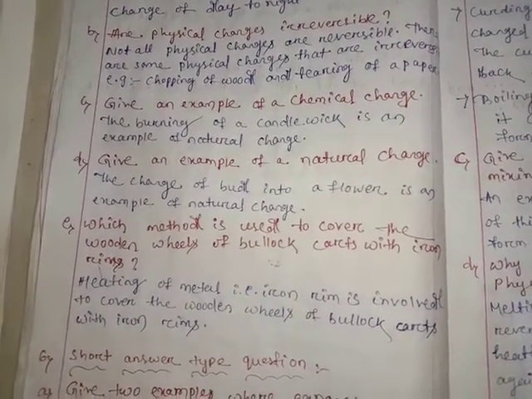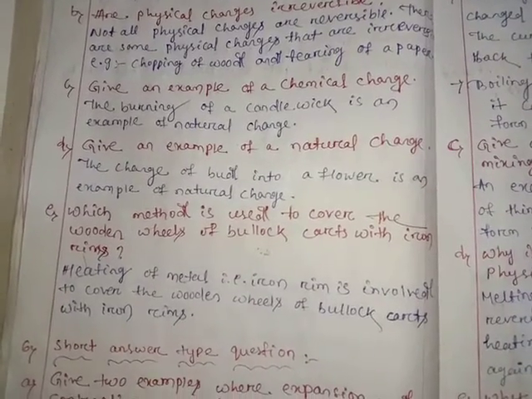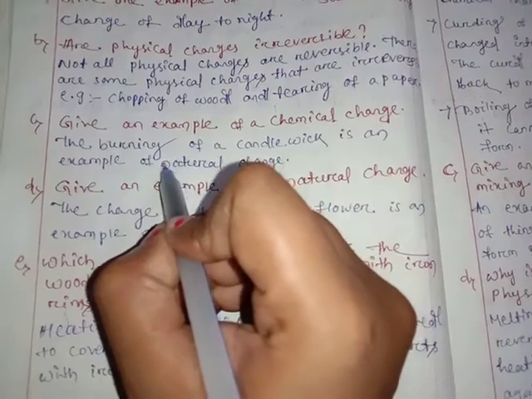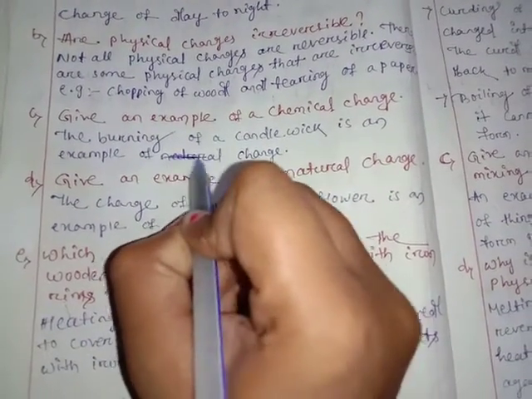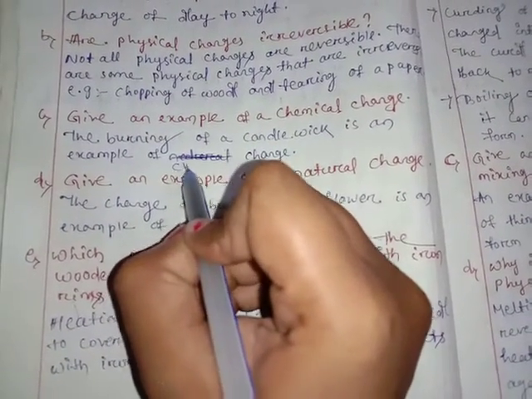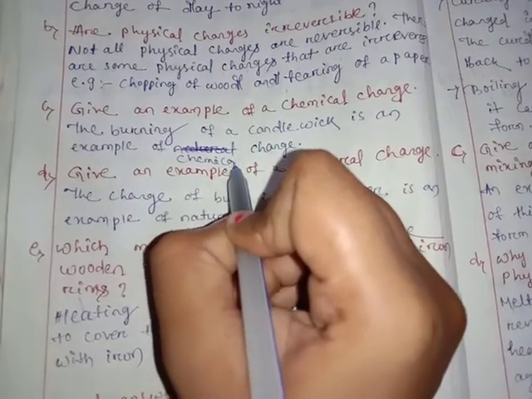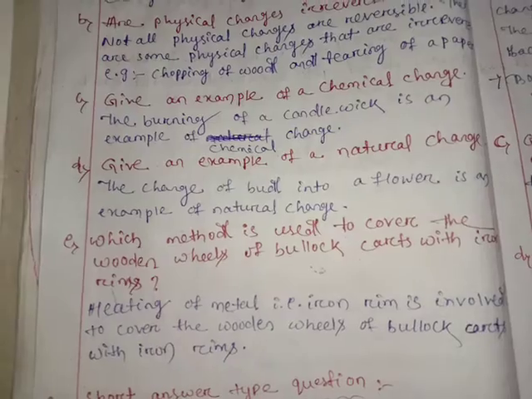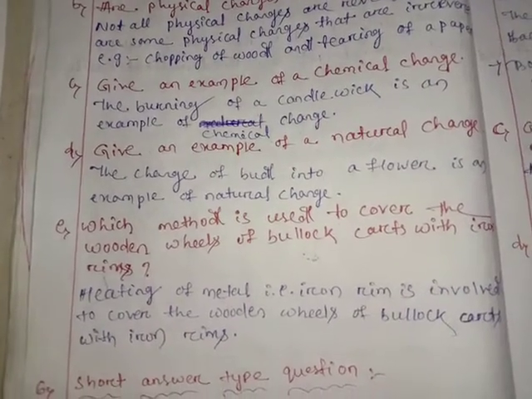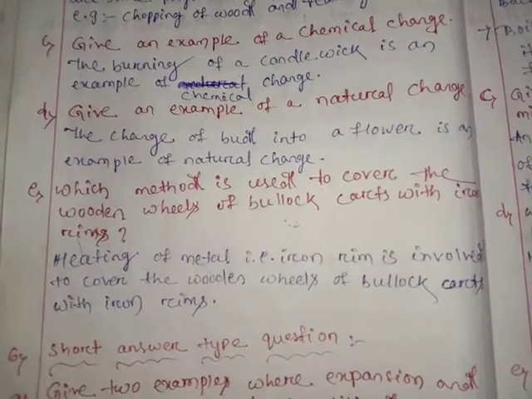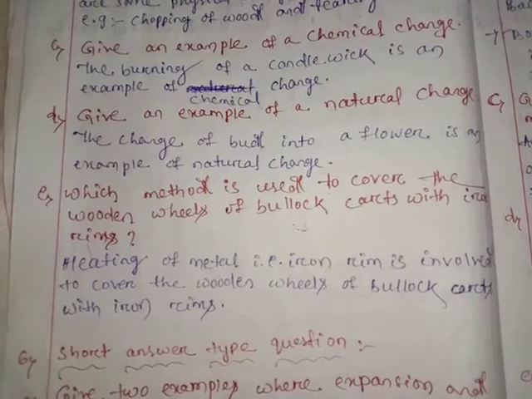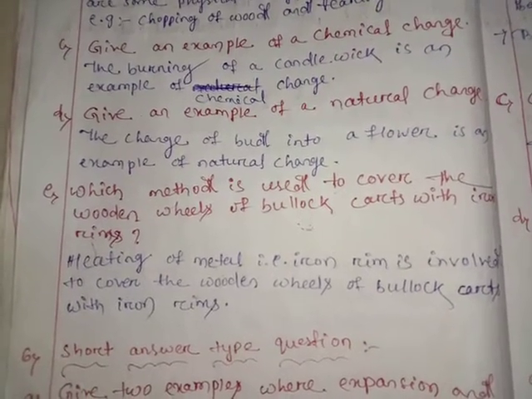ये हो जाएगा आपका केमिकल चेंज। गलती से यहाँ पर नेचुरल हो गया है। ये हो जाएगा आपका chemical change. The burning of a candle wick is an example of chemical change. Give an example of a natural change. The change of bud into a flower is an example of natural change.